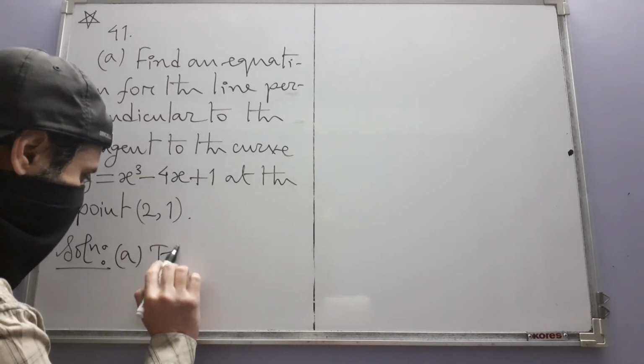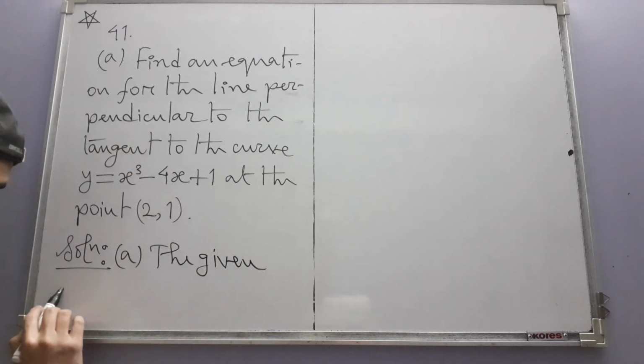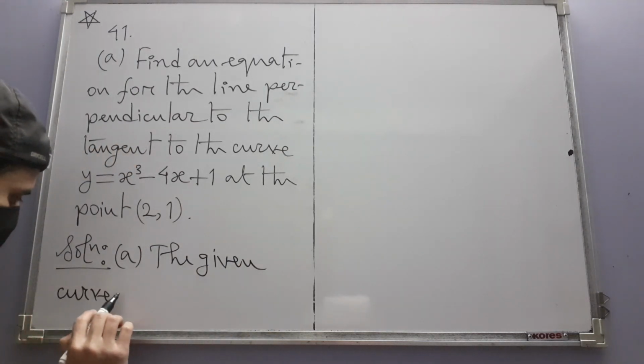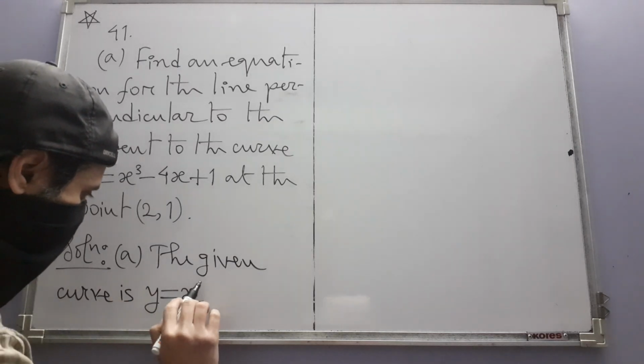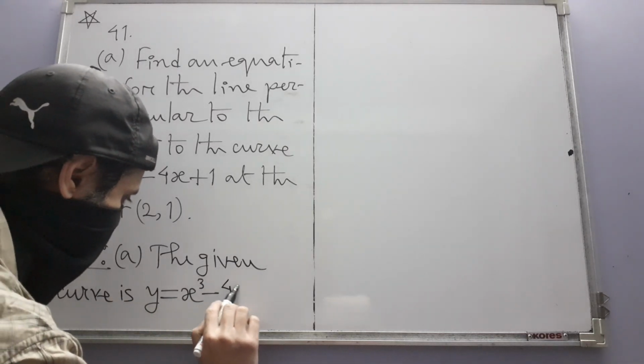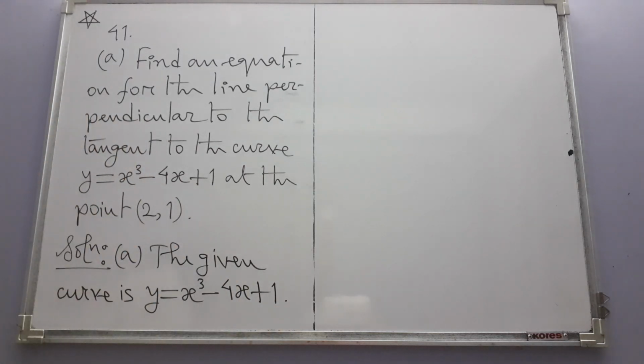The given curve is minus 4x plus 1. Just give me a moment, okay.